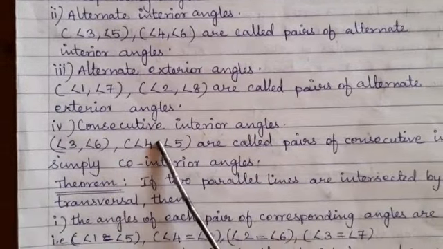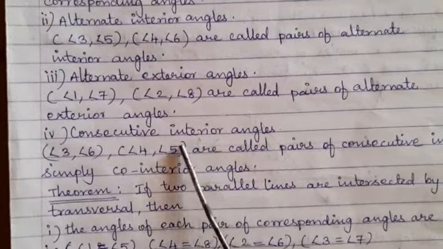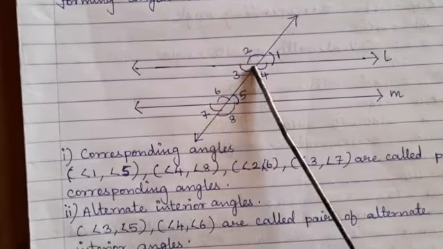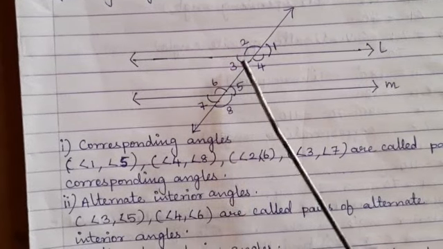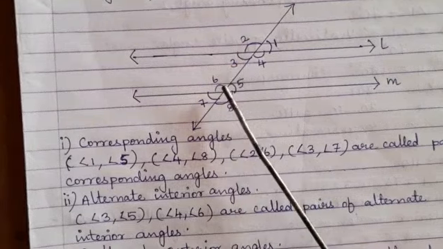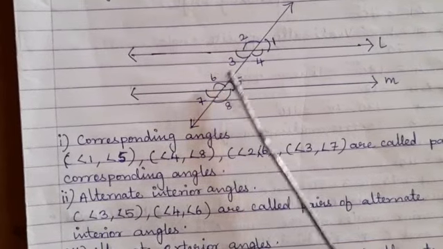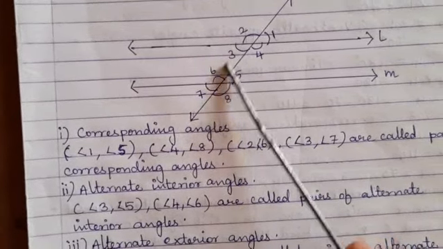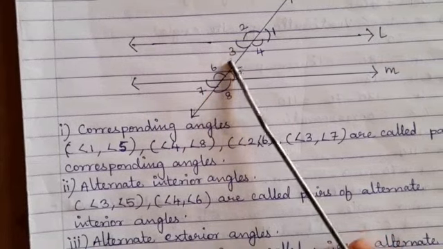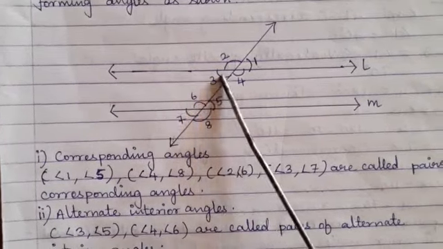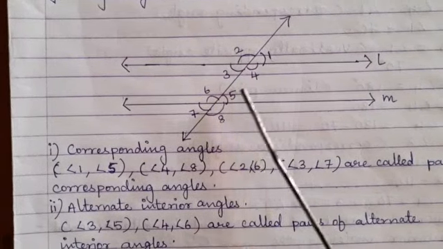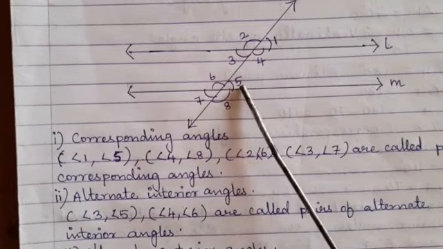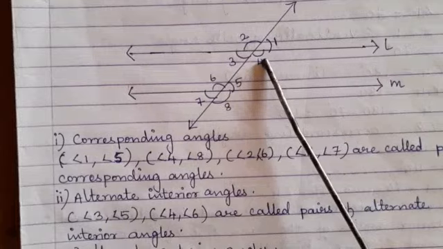Number 4, consecutive interior angles. Consecutive means, you know, adjacent. See here in this figure, angle 3 and angle 6. Both the angles are inside the parallel lines and adjacent to each other. So these two angles are known as consecutive interior angles or co-interior angles. In the same way, same side should be important. Angle 3 and angle 6 lie on the same side of the transversal inside the parallel lines. In the same way, angle 4 and angle 5 lie on the same side of the transversal inside the parallel lines. They are known as co-interior angles or consecutive interior angles.